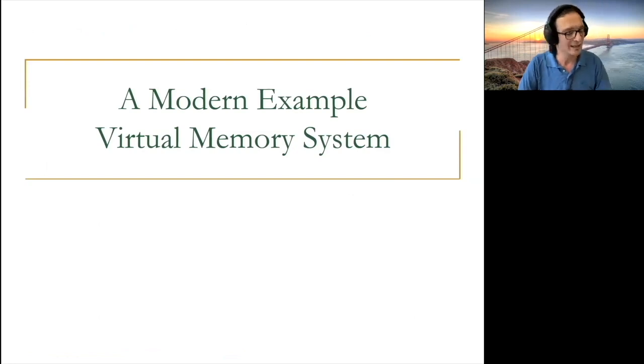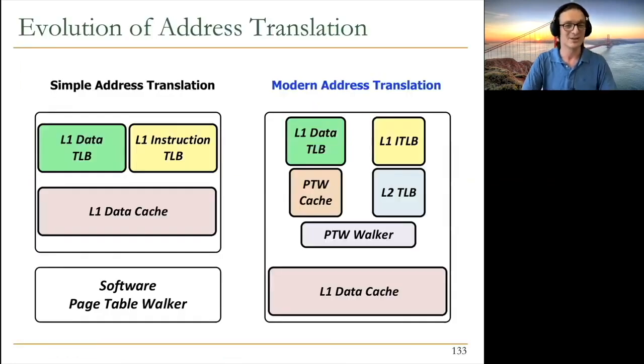Let me now quickly go over a modern virtual memory system in Intel Skylake, and then we're going to transition to the epilogue part. Address translation has evolved a lot. This is simple address translation in earlier systems. You have an L1 data and an L1 instruction TLB, and the L1 data cache, which is not part of your translation system, but usually you access it concurrently as we discussed. And then there's a software page table walker like MIPS.